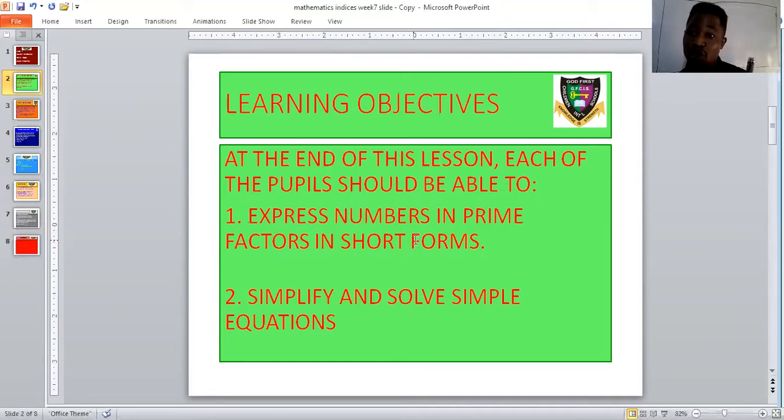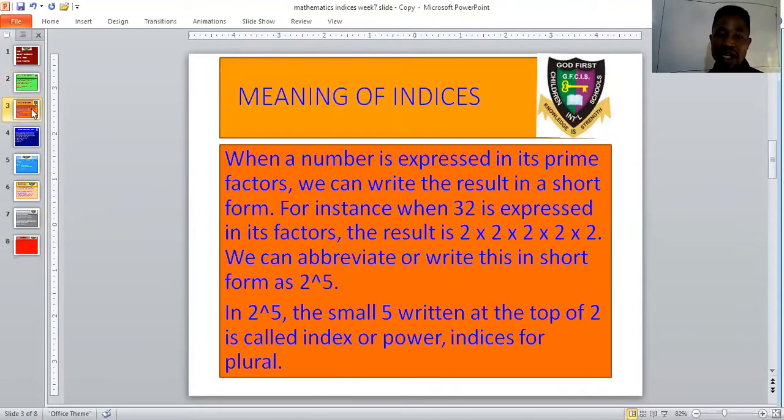Now, I will explain to you what that means. After you're done expressing that number in prime factors, you should be able to also express it in short form. Now, I'll be showing you that shortly. And number 2, you should be able to simplify and solve simple equations. So let's go to today's topic in detail.